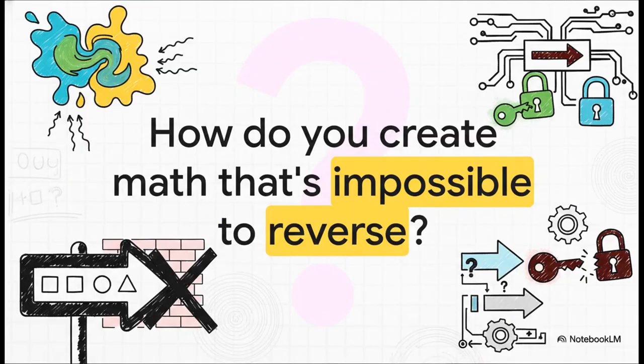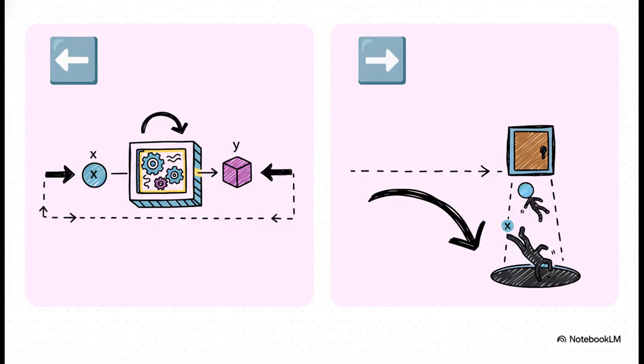So here's the central puzzle that all of cryptography is trying to solve. How do you create a mathematical process that's super easy to do in one direction, but just about impossible to undo? Think about mixing two colors of paint. It's easy to stir them together, right? But try unmixing them. Good luck. We need to build a one-way street for numbers.